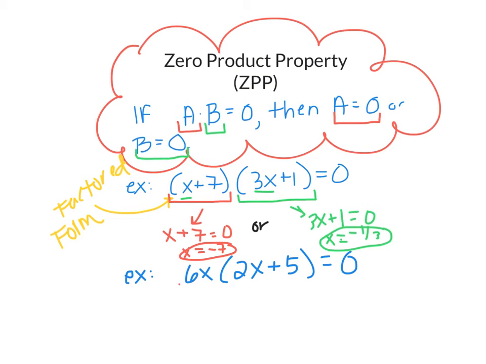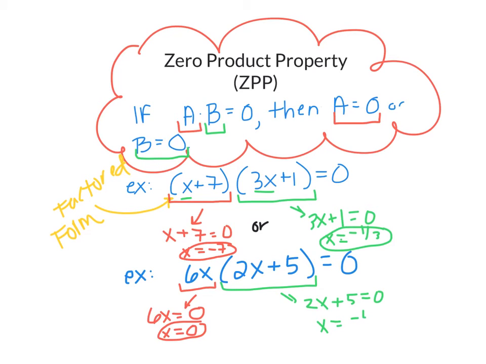All right, for the second example, we have A and we have B. So two things are multiplying to equal 0. So either the first equation equals 0 or the second equation equals 0. So let's see what two answers we get. 6x equals 0. If I divide by 6, I get x is 0, so that's my first answer. And then the second one gives me 2x plus 5 equals 0. I'm going to subtract 5 and divide by 2. So my other answer is x is negative 5/2. So those are my two answers there.